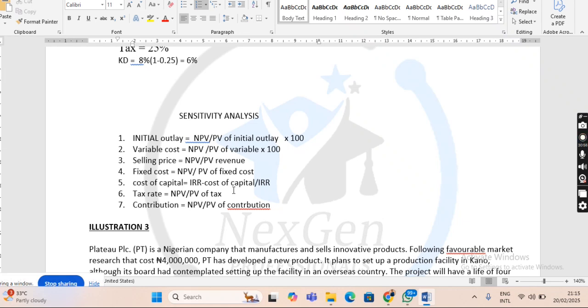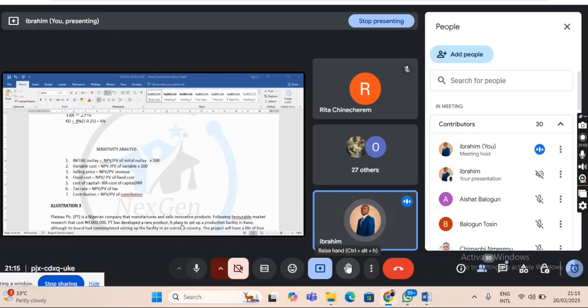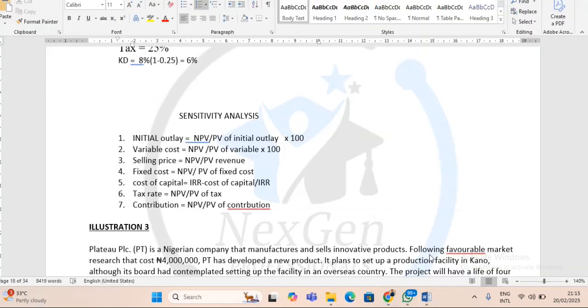Any question? But do you know why it's like that? Your internal rate of return is your return on investment, right? Now when you minus from it your cost, including your equity and debt, what do you have? What will be the balance of your return? Divided by the return, it gives you the percentage of what you have.